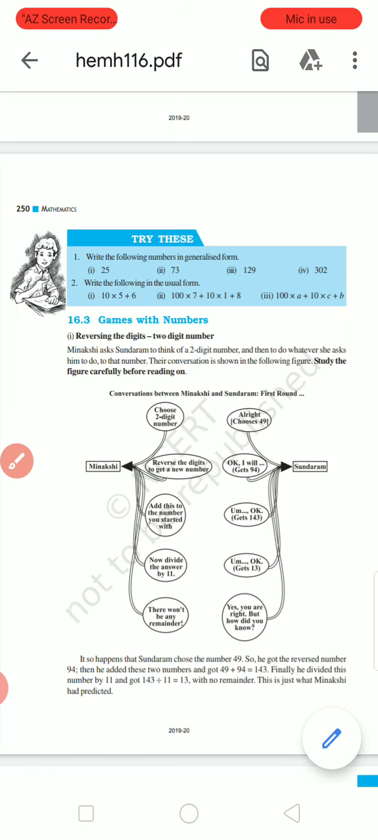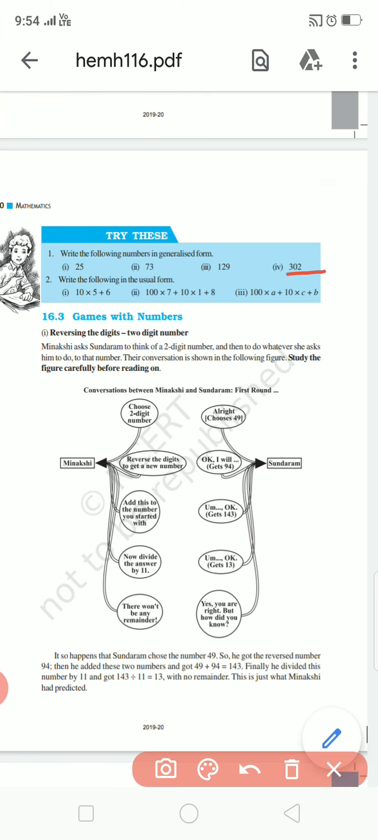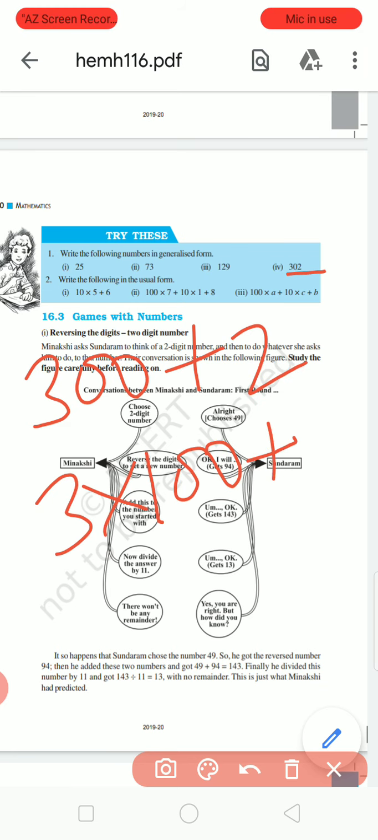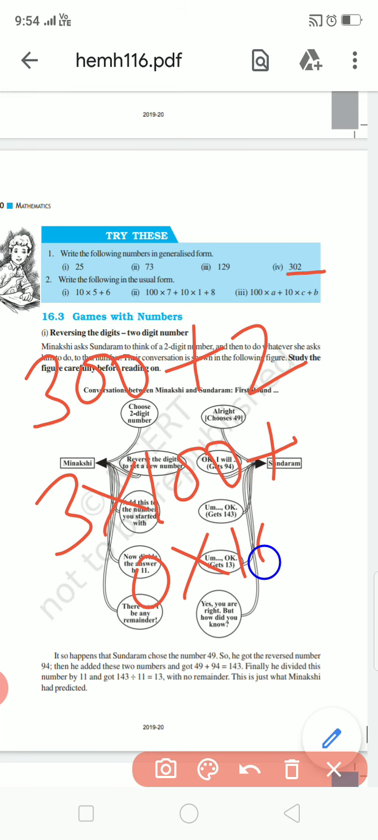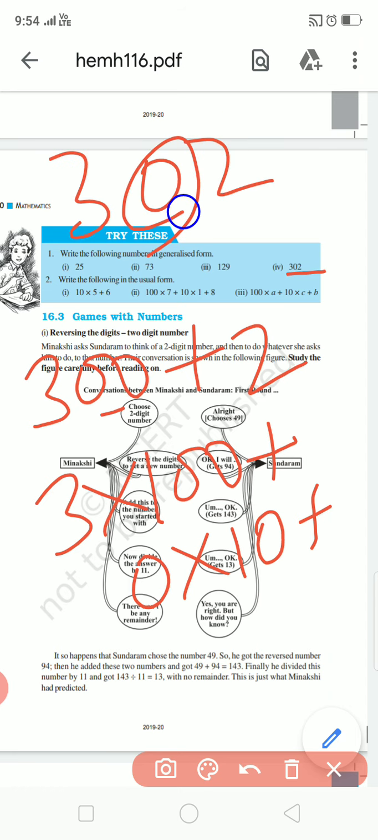Next we have been given 302. Okay, so how you can write it is 300 plus 2. So 3 into 100 plus 0 into 10, because the tens digit is not given, 0 is there instead of tens. In 302, this is 0. So 0 into 10 plus 2.